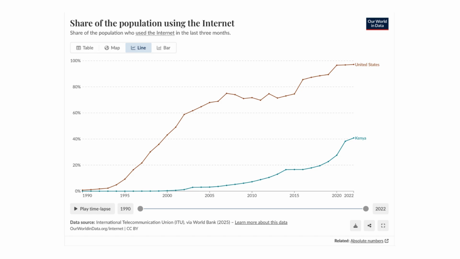And here's the share of the population using the internet. So you can see the U.S. shot up in around 95, and Kenya lagged behind for a while until the late teens up into the early 20s. But the USA is up there almost to 100%, and Kenya's just sitting around 40. This is the share of the population who used the internet in the last 3 months.